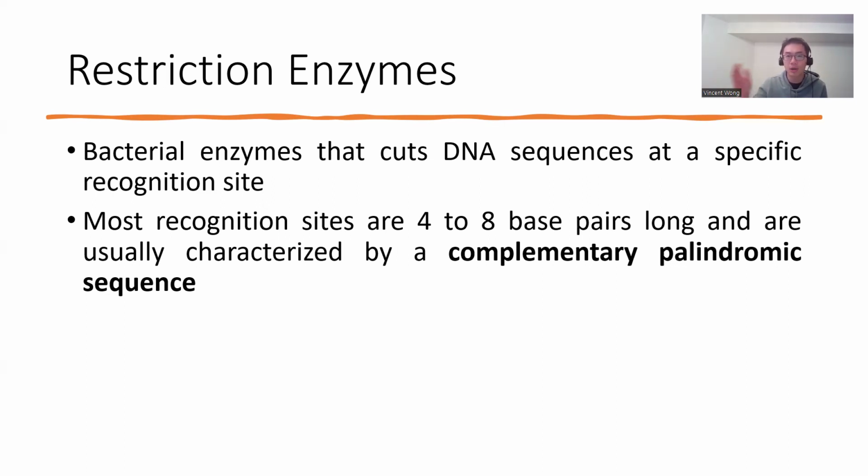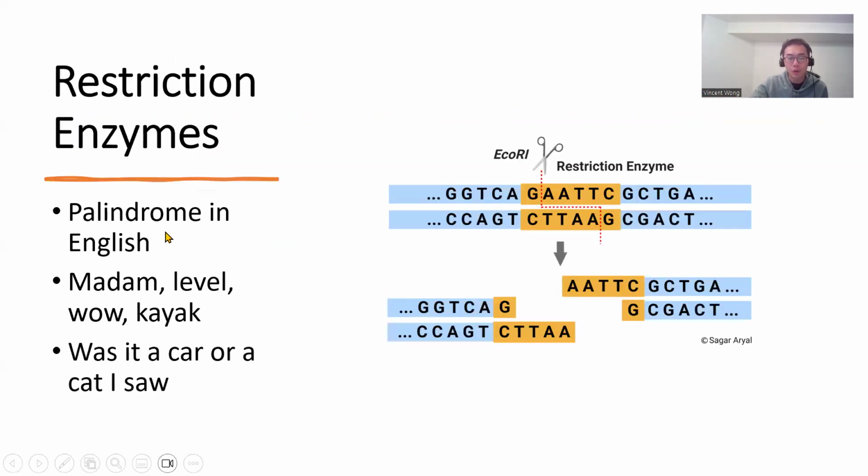Most recognition sites are not too long. They are 4 to 8 base pairs long, and they are usually characterized by what's called a complementary palindromic sequence. Complementary palindromic sequence. What does that even mean? Well, a palindrome in English is a word that spells the same forward and backwards. So like madam, right? M-A-D-A-M, if you spell it backwards, is exactly the same thing. So that's a palindrome. Level, wow, kayak, these are all palindromes.